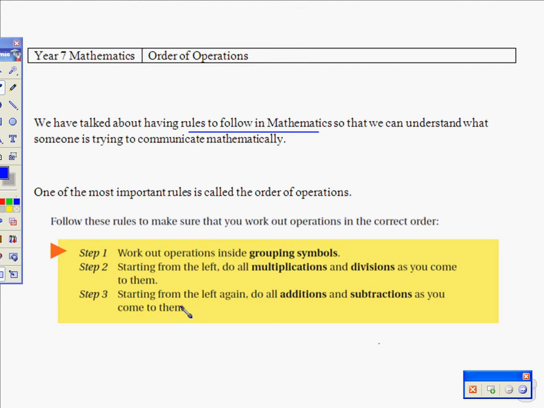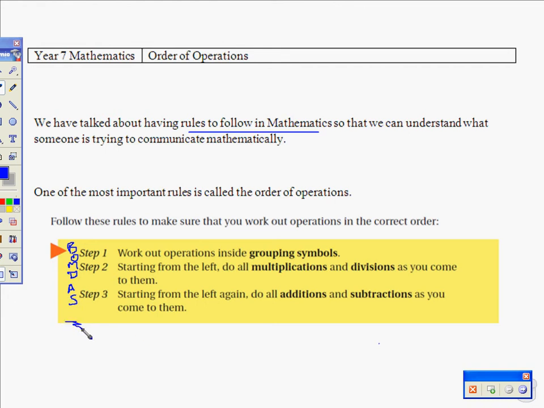Once we've done all those, we start from the left again, and then we do all the addition and subtractions as you come to them. So you move from the left, you finish at the right hand side of the expression. Now you may have heard, as we said, a thing called BODMAS. So when we talk about BODMAS, BODMAS is the brackets, and that's of, and then there's multiplication and division we do first from left to right, then we do addition and subtraction from left to right. So that's the rule we're going to follow.